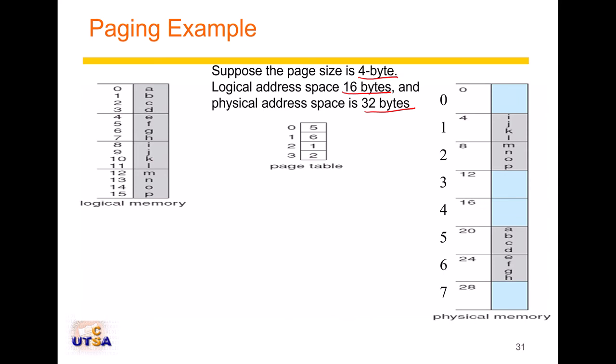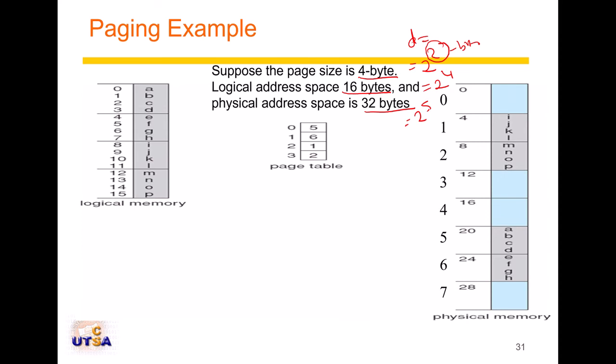But to represent this using powers of 2, the page size is 2 to the power 2, so we know that we need 2 bits to represent each byte within the page. That's the number of bits for our offset, so this is our D. Okay, and the logical address space, 16, is 2 to the power 4, and the physical address space, 32, is equal to 2 to the power 5. So now, what is the number of bits for the page number?